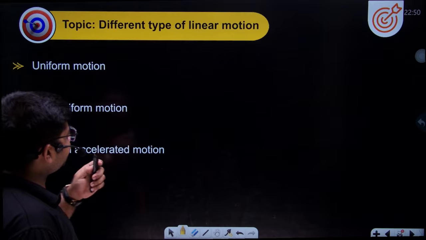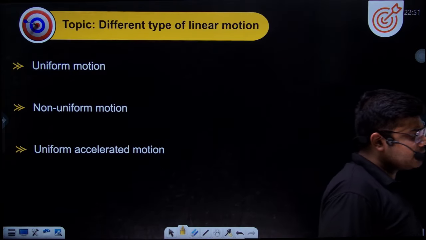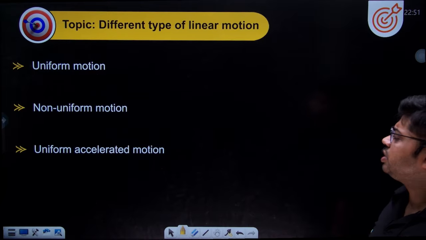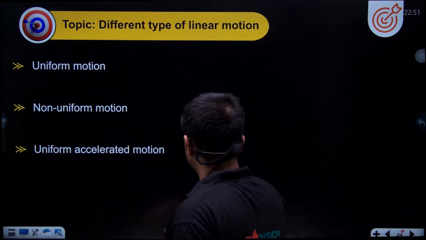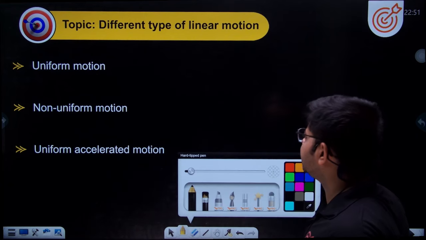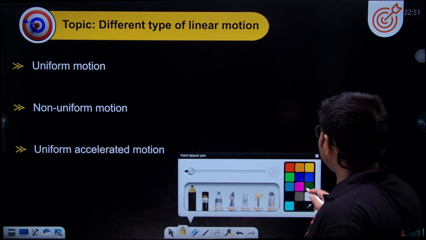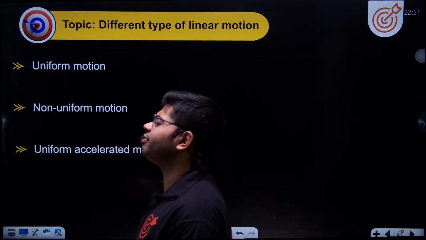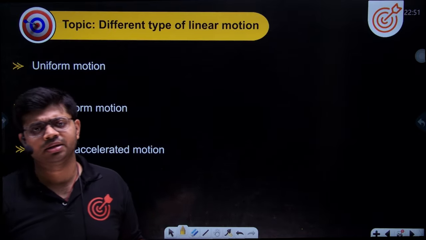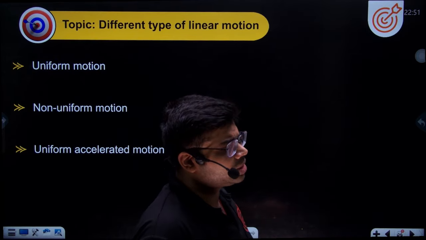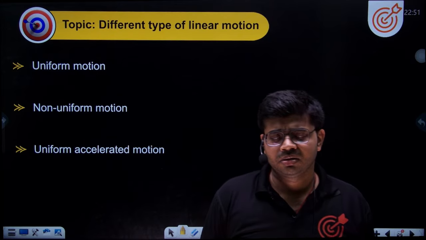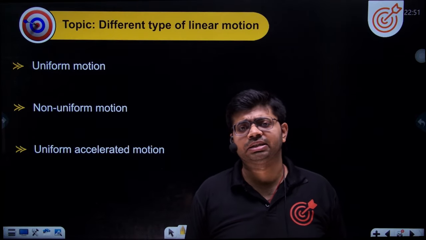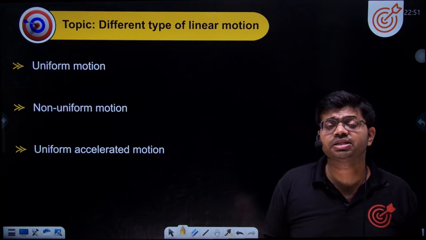Now we'll be discussing the different types of linear motion. The first motion that I would like to discuss here is what is called uniform motion. Uniform motion means the distance traveled by an object with respect to time is constant. The distance or the displacement traveled by an object with respect to time is constant.